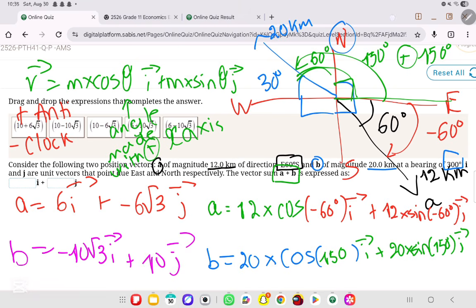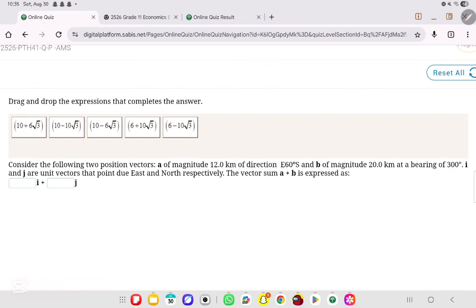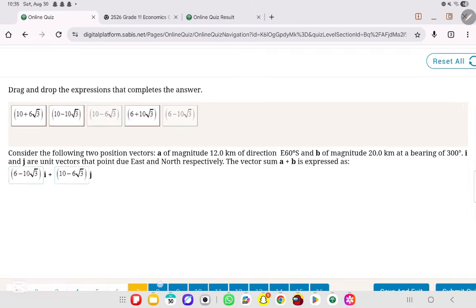Now, what do they need? They need A plus B. Let's add A and B. It's going to be 6i plus minus 10 radical 3 i, and then minus 6 radical 3 j plus 10j. So, again, (6 minus 10 radical 3) i plus (10 minus 6 radical 3) j. That is it for question number 7.